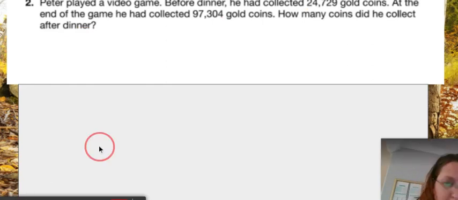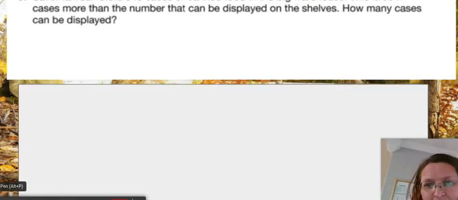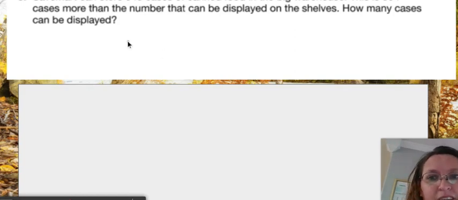One more problem. So with this one right here, it says Save Mart can store 840 cases of dog food or of canned food in the big warehouse. I think dog food because that's what I get. This is 394 cases more than the number that can be displayed on the shelves. How many cases can be displayed?